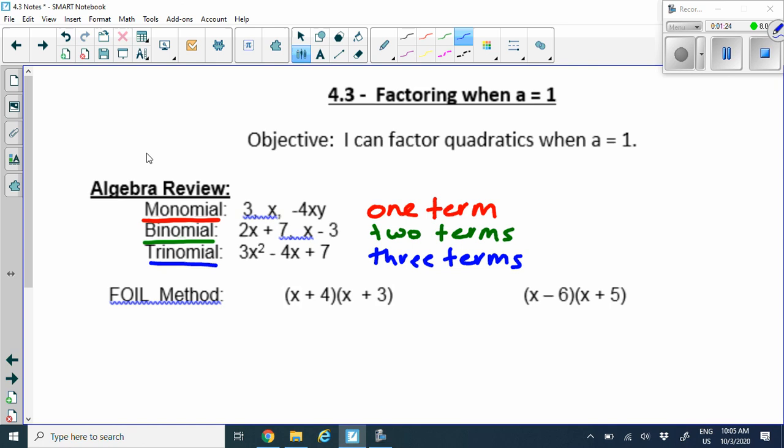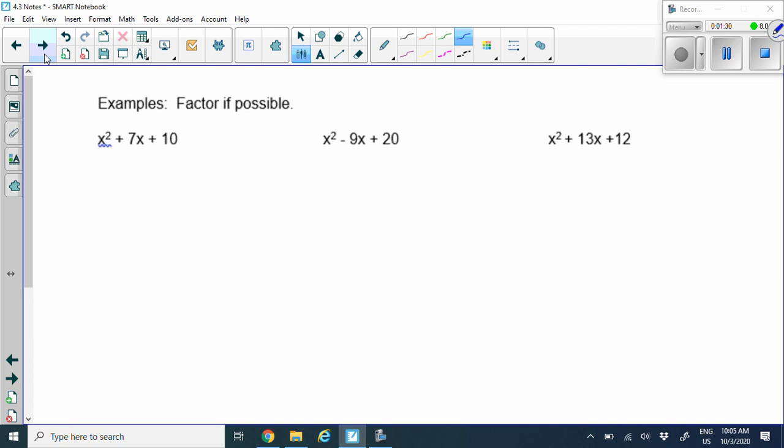So basically we're going to factor. The opposite of factoring is foiling, so you can use that method to check your answers if you need to. We'll go over that in our first example. We're going to factor if it's possible. Let's look at our first example, x squared plus 7x plus 10.